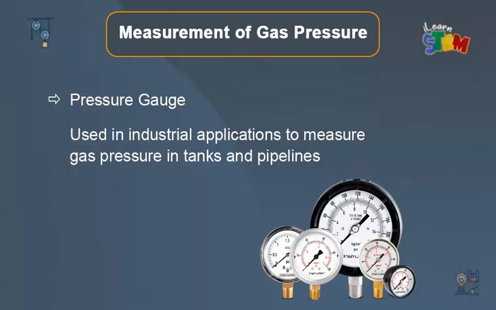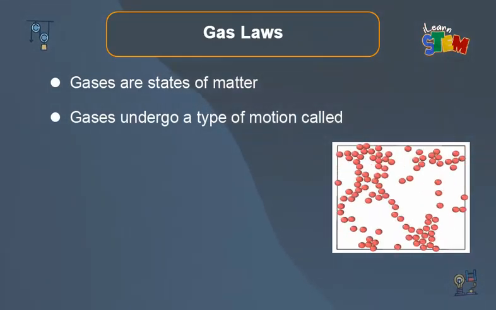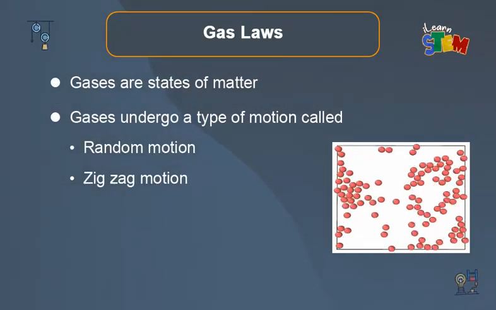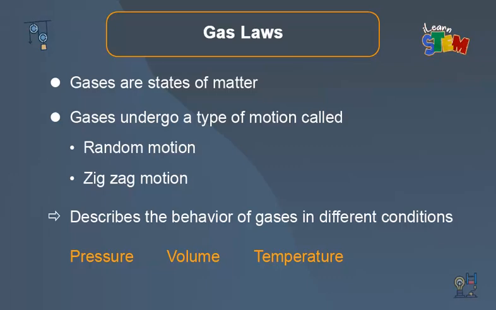Now, let's explore these gas laws. Gases are states of matter. Gases undergo a type of motion called random motion or zigzag motion. It describes the behavior of gases in different conditions of pressure, volume, and temperature. These laws help us understand how gases respond to changes in their environment.